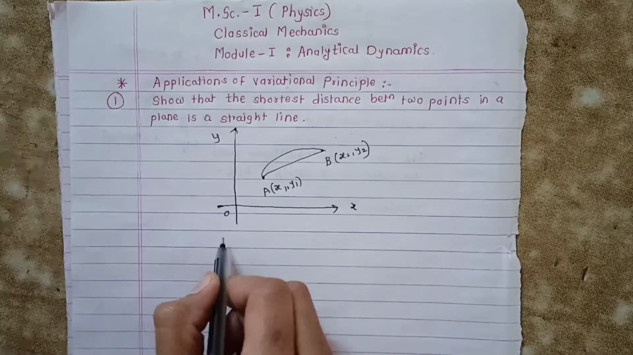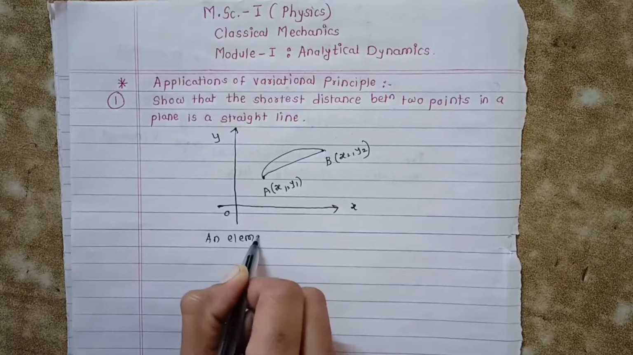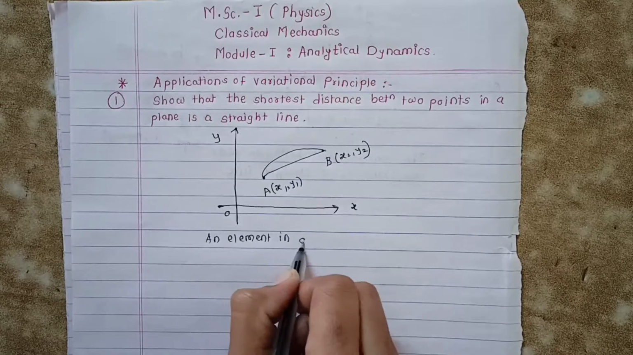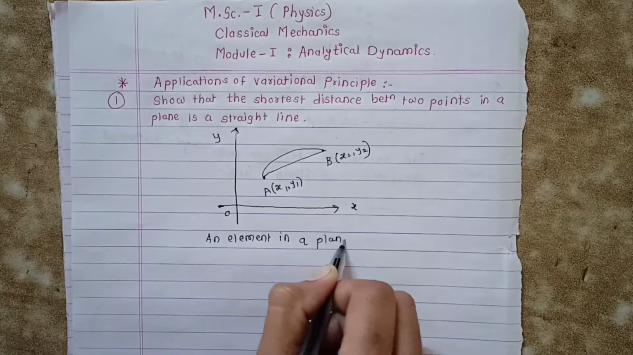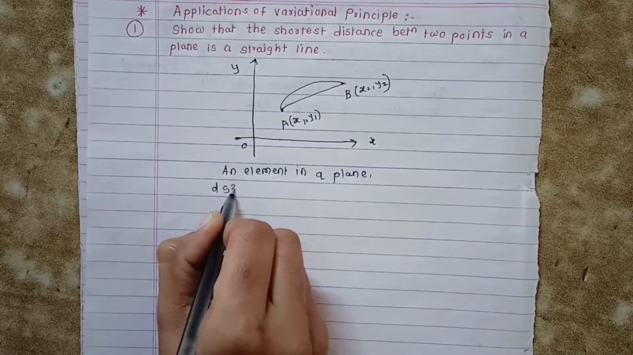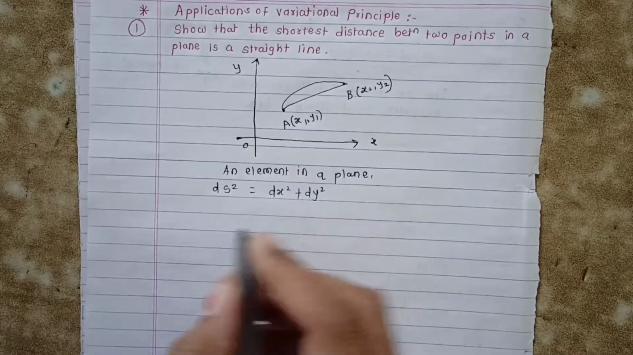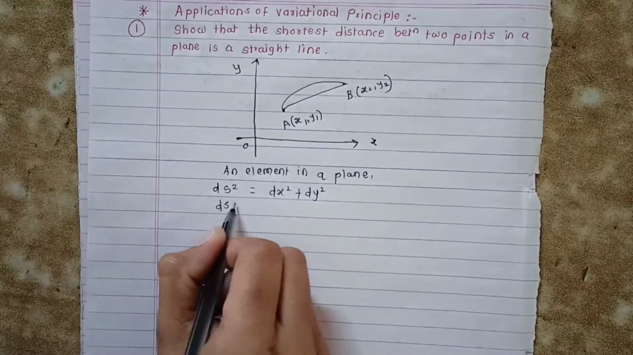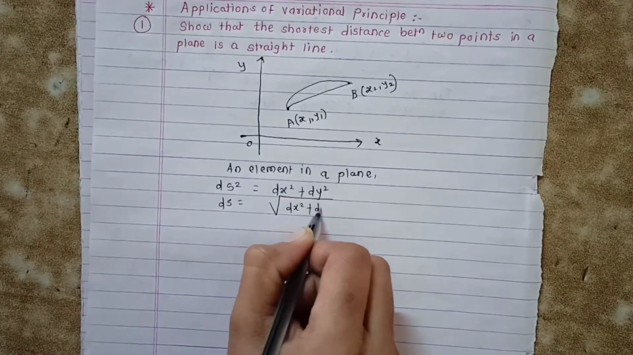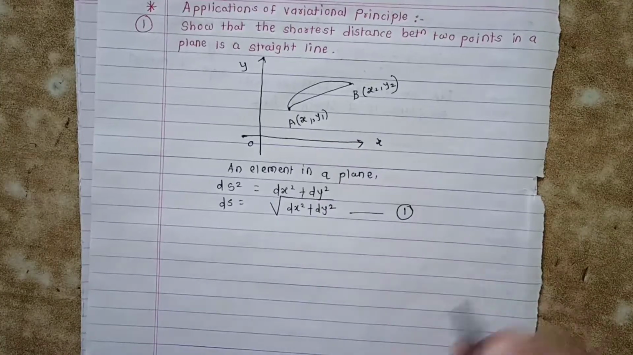An element in a plane is given, according to calculus, by ds square is equal to dx square plus dy square, or we can simply write ds is equal to square root of dx square plus dy square. This is equation number 1.